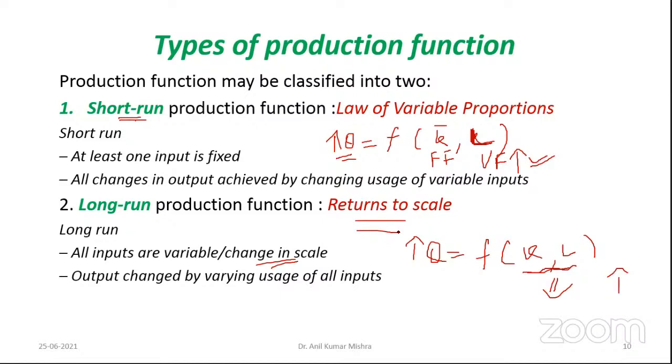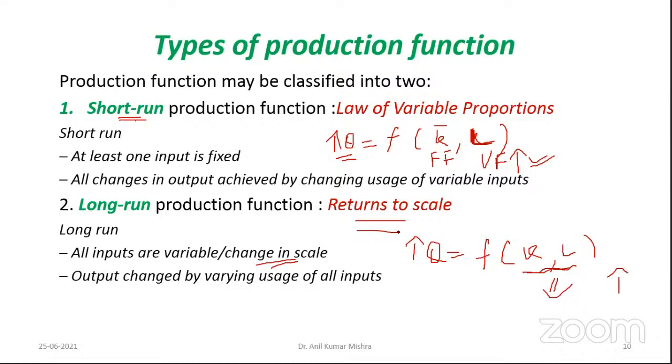Right? So there are two types of production functions: short-run production functions and long-run production functions. The short-run production function is known as the law of variable proportion, whereas in the long run it is known as returns to scale. Now it is clear. Why is the short run called the law of variable proportion? Because the variable factors are responsible for the rise in production.